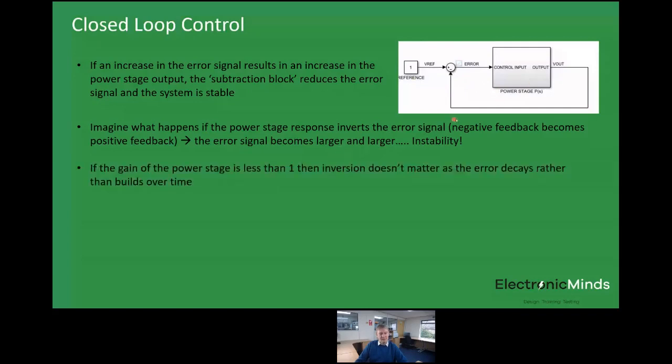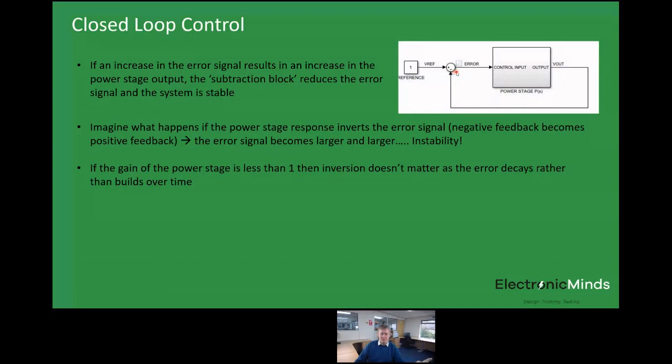However, if the gain of the power stage is less than 1, then that inversion doesn't really matter. Even if it becomes additive here, when it goes around the loop and gets inverted, if the gain is less than 1, then it adds on a smaller amount each time, and the error signal decays over time.